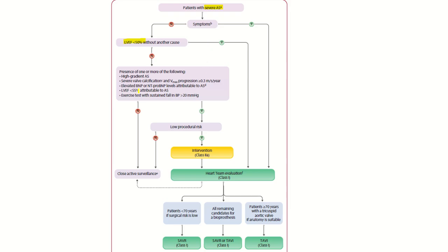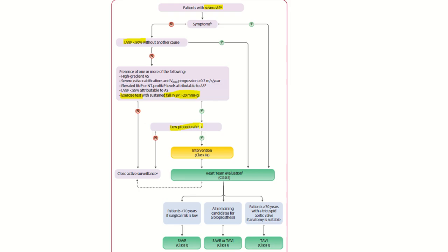One of them is exercise assessment. Exercise testing with a sustained fall in blood pressure of more than 20 millimeters of mercury indicates that this patient has a severe aortic stenosis that is hemodynamically significant, and if the patient has low procedural risk, he can proceed to intervention, either surgical aortic valve replacement or transcatheter aortic valve implantation.